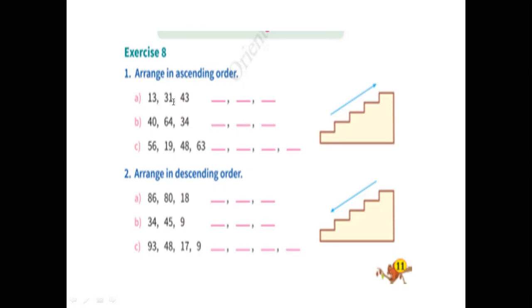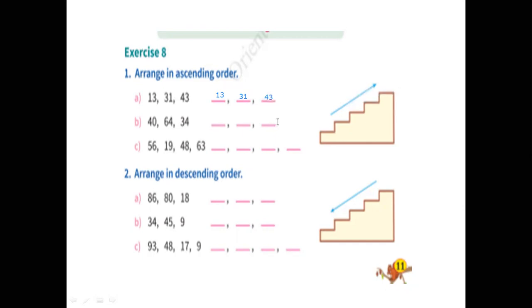We will compare these numbers 13, 31, 43. Which is the smallest here? 13 is smallest. Next, 13 we have wrote. Now 31, 43. Which is smallest here? 31 is smallest. Next smallest is 31. Okay. Now left out is 43. It is the biggest number comparing these both.